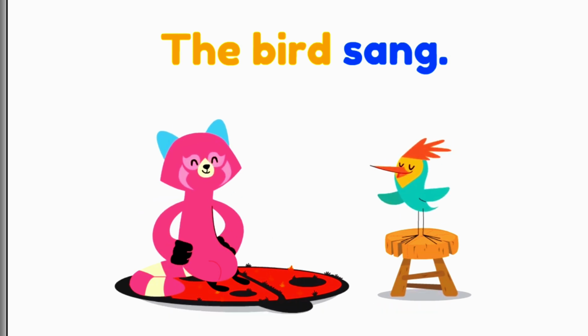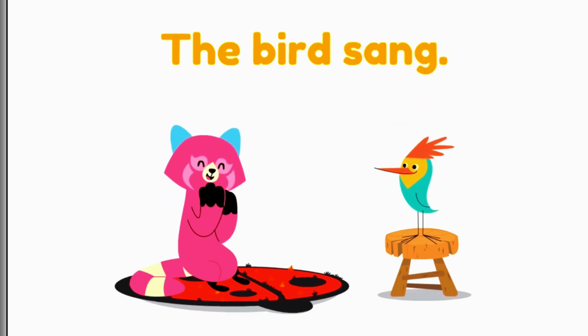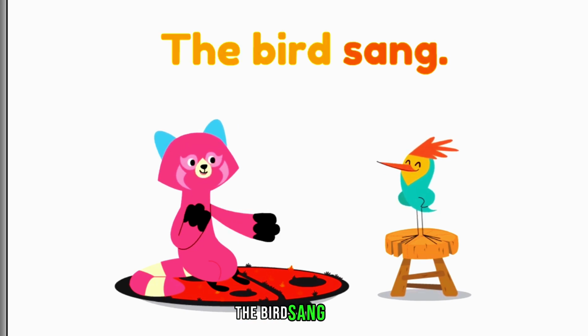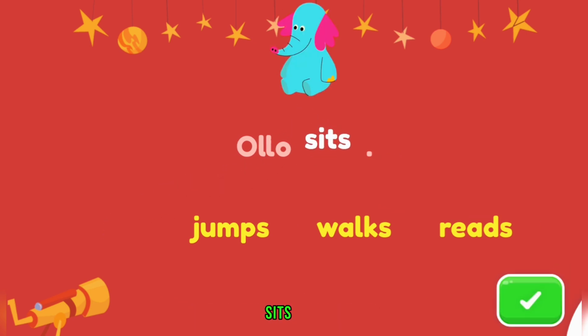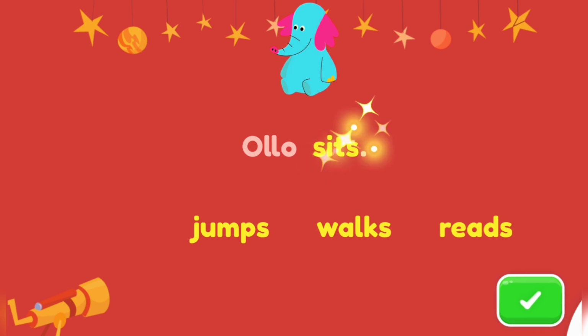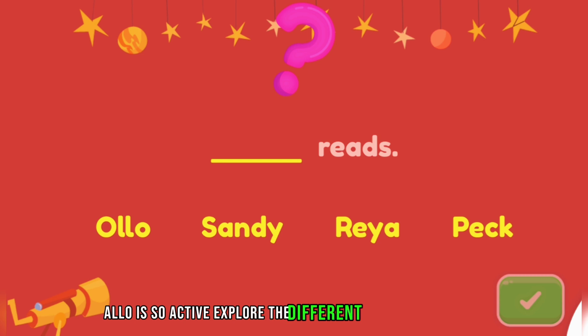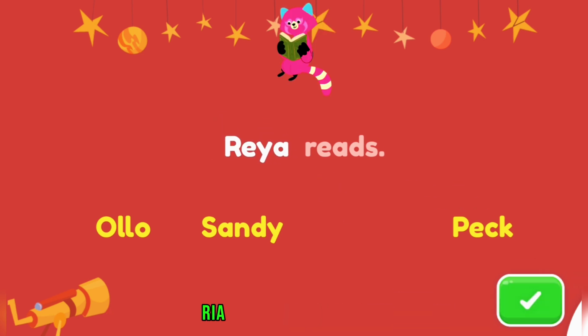Do, re, mi, fa, sol. The bird sang. Explore the different action words. Sits. Olo is so active. Explore the different subject words. Rhea. We all love to read.